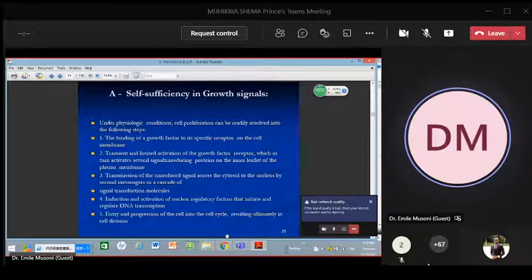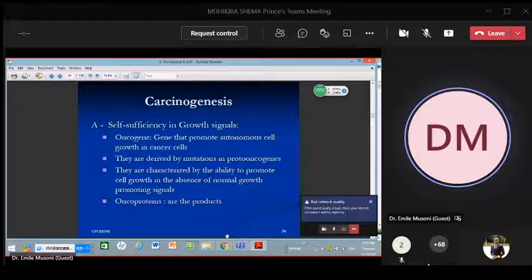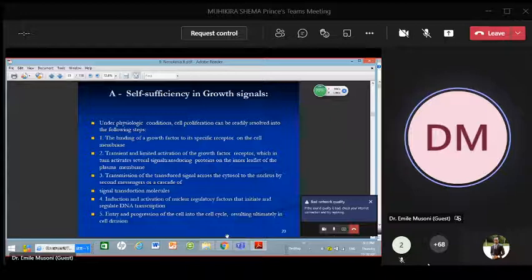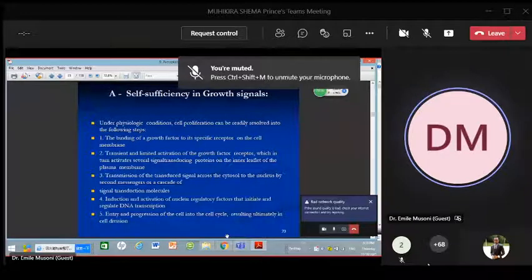or a cascade of signal transduction molecules. There is induction and activation of nuclear regulatory factors that regulate DNA transcription. Entry and progression of the cell into the cell cycle, resulting ultimately in cell division. You see here it concerns cell division and how the cell protects itself.